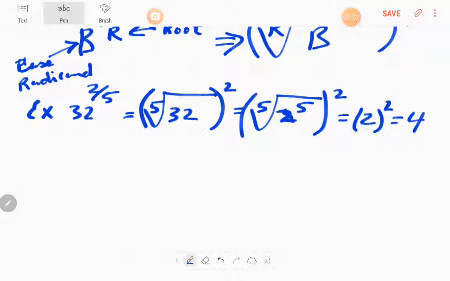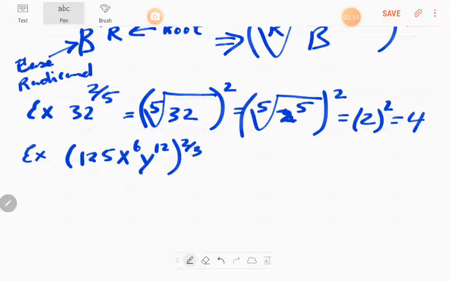Okay, let's look at another example. So suppose we have 125 x^6 y^12 raised to the 2/3 power. So the root is the denominator of that power, and we have 125 x to the 6 y^12.